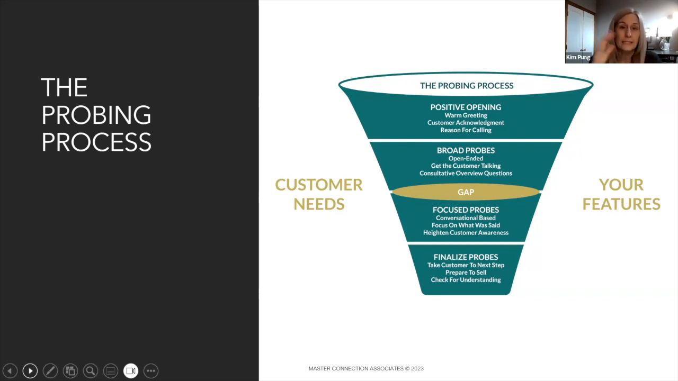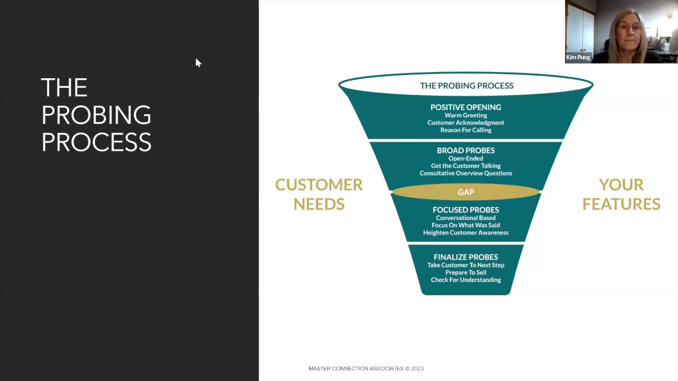And so there's 4 distinct phases or steps of the probing process that I'm going to walk through. The first is the positive opening, where we have a warm greeting and we acknowledge them, build rapport. Then we start by asking open-ended questions, so broad probing questions that help us understand what's important to them.